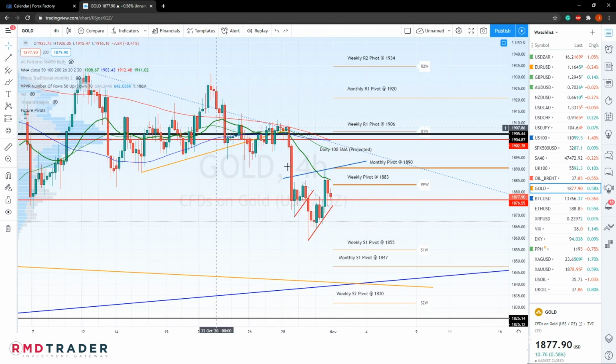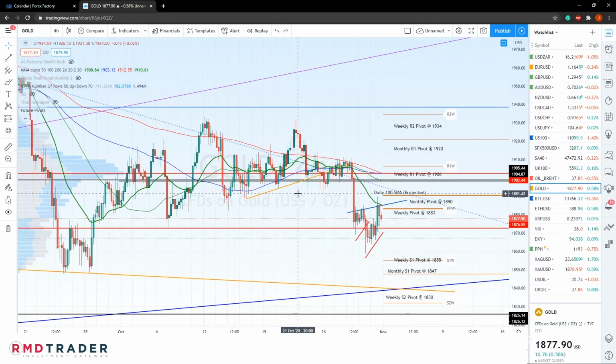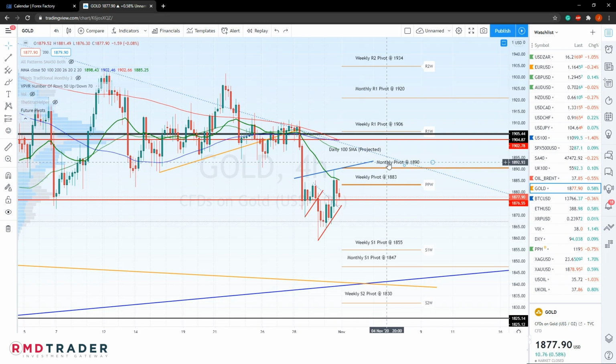We can see that we have this larger projected overhead diagonal, also converging just above our area of resistance of the monthly pivot. So if price can get above this level, there's a good chance that we will test this 1,095 level next, which was also a vital area of consolidation previously. And only above that would gold be considered bullish, and that would open up a lot of bullish targets, including our monthly R1 pivot at 1,920, as well as the weekly R2 pivot at 1,934.